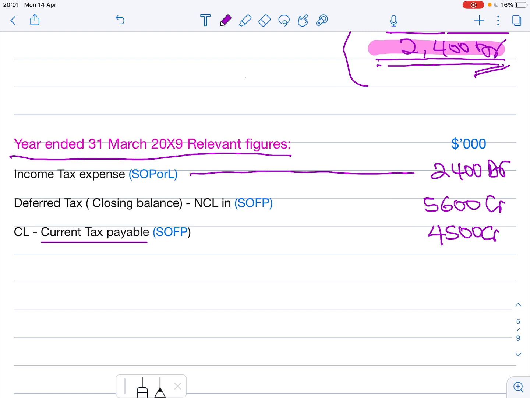And their final destinations will be: the 24 will go to the statement of profit or loss, and we call it income tax expense. Now, the deferred tax is going to be the closing balance of our deferred tax, so it will go to non-current liability in our statement of financial position. And then the 45 will go to the statement of financial position under current liability. We refer to it as current tax payable.